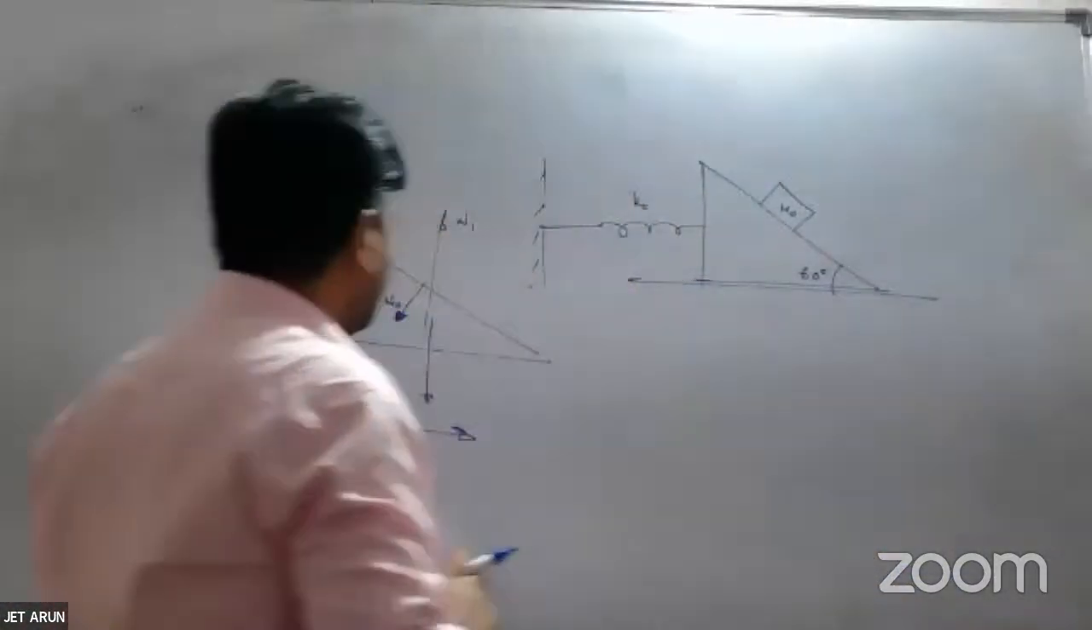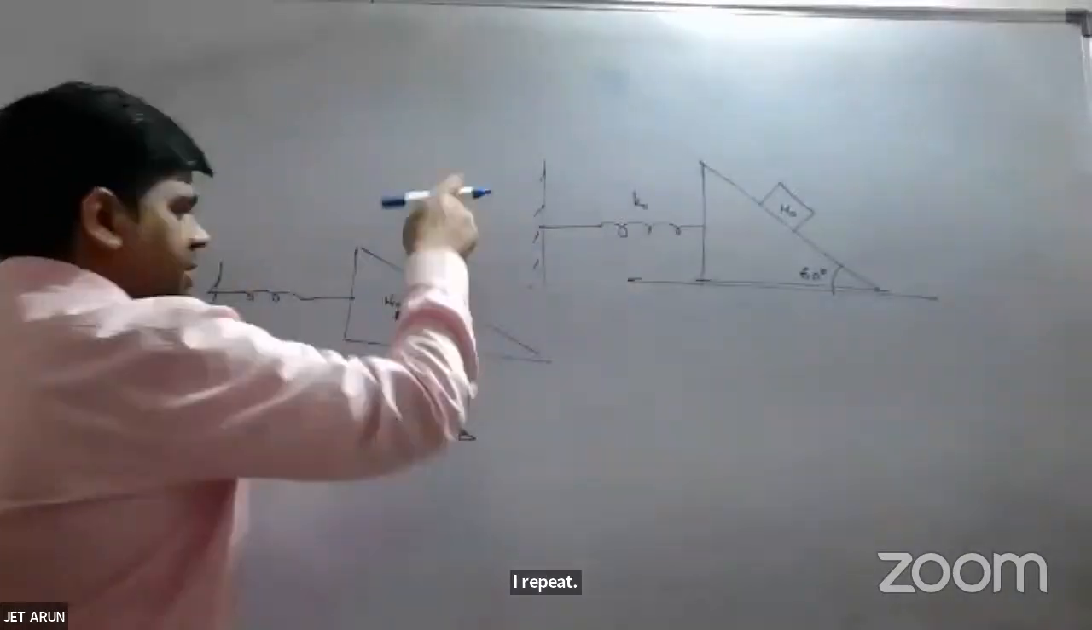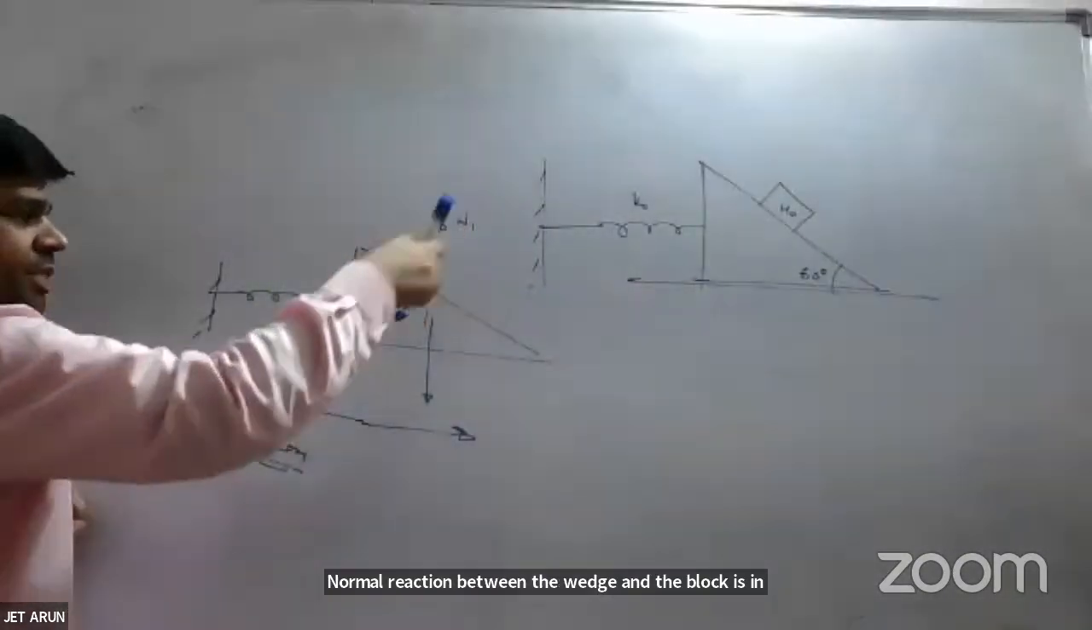I repeat. Normal reaction between the wedge and the block is in this direction, perpendicular to the wedge.